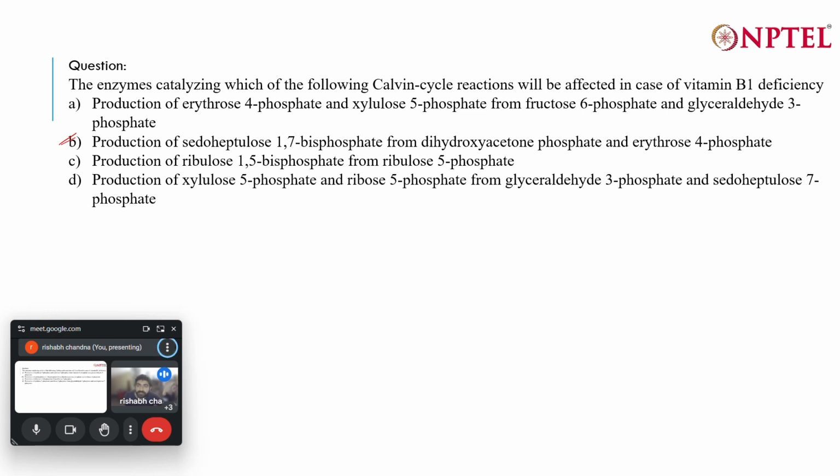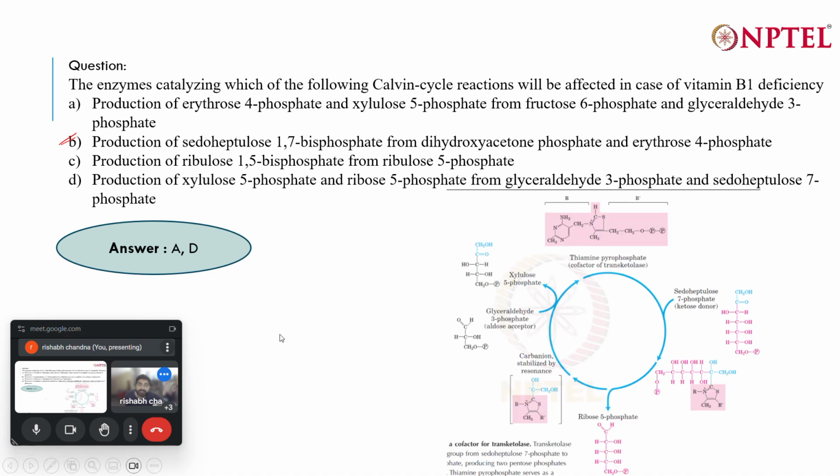Okay, so the correct answer is option A and D. Vitamin B1 is basically thiamine pyrophosphate. Okay, so it is involved in two reactions in the regeneration of ribulose 1,5 bisphosphate. First is where glyceraldehyde 3 phosphate and ribose 5 phosphate are reacted and xylulose 5 phosphate is formed.